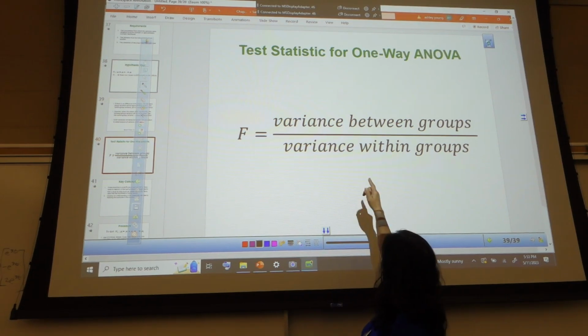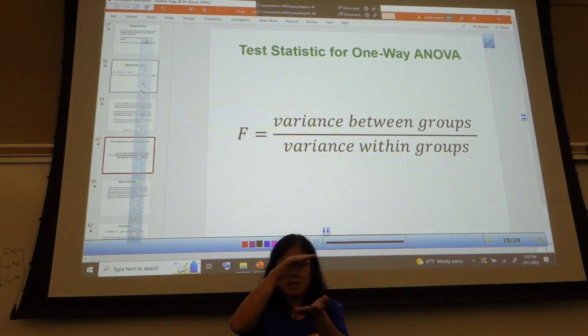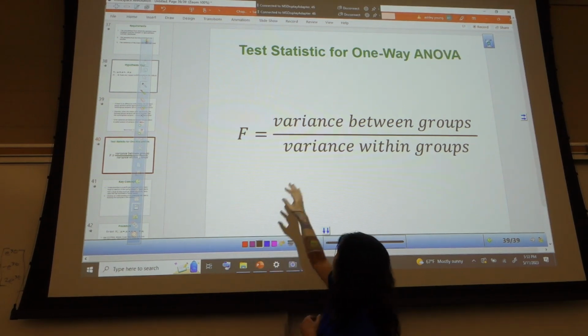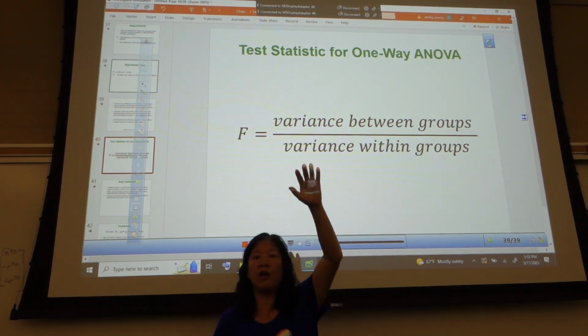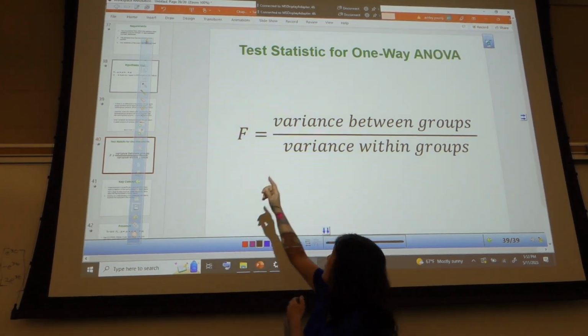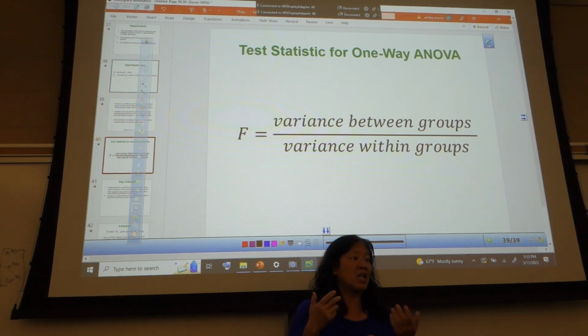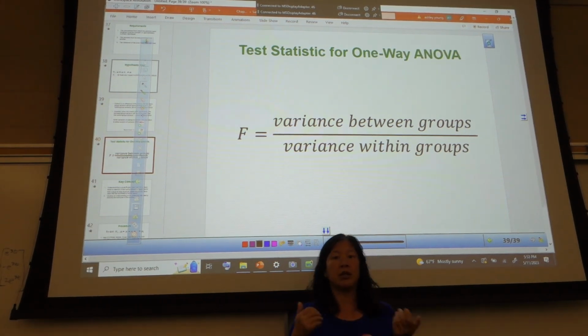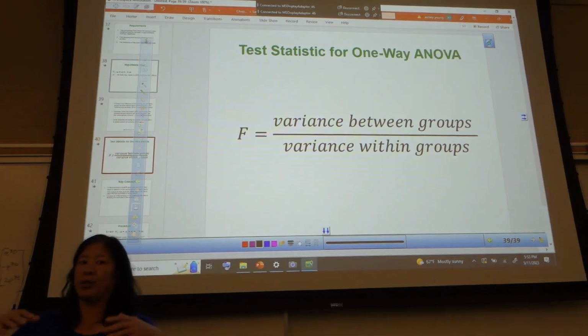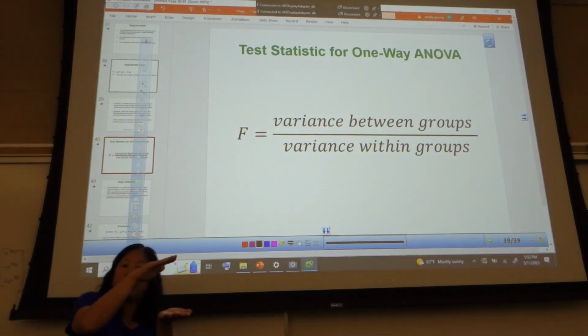So if they're all the same means, then the within the group variance would be the same as between the groups. And this would be about 1. But when the variance between the groups is much bigger than the within the group variance, then this becomes a lot larger than 1. That's when we reject the null hypothesis and say the means are not the same. So the F value is the ratio of the between the group variance compared to the within the group variance.